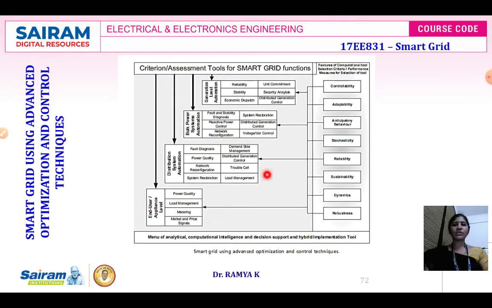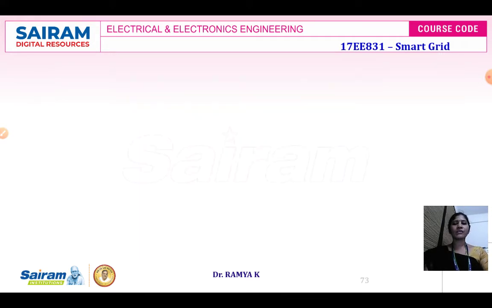It has four stages, that is generation level automation, bulk power system automation, distributed system automation, and end user appliances automation. So the introduction about this has been discussed in the previous class.